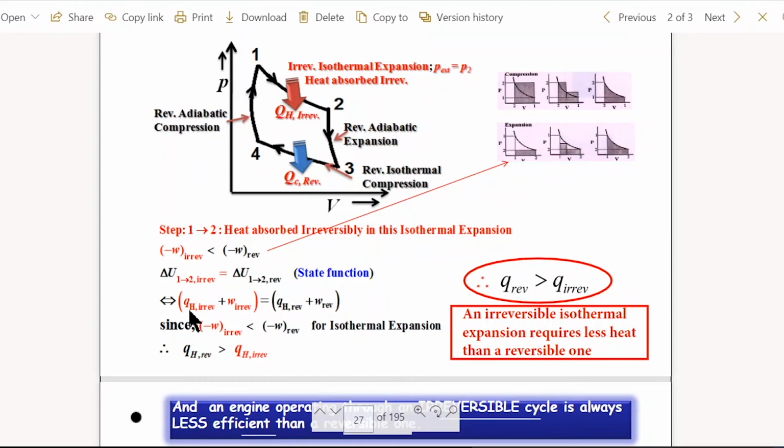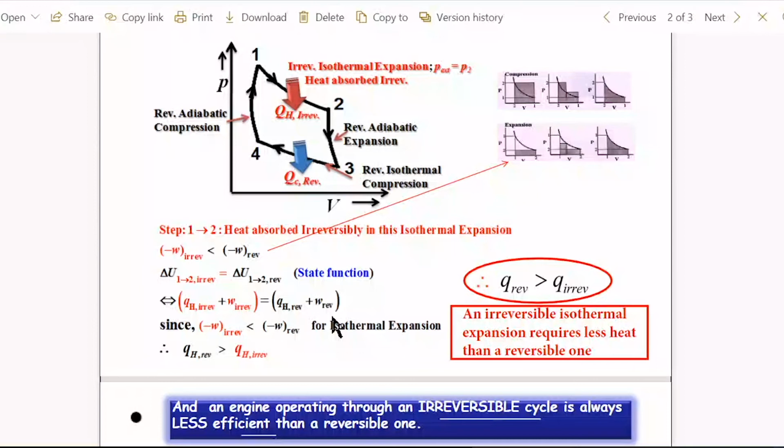U is Q plus W. So you replace the Q plus W with the irreversible Q and the irreversible work on one side, and here I have the reversible Q and the reversible work. I'm just substituting the Q and W on each side.